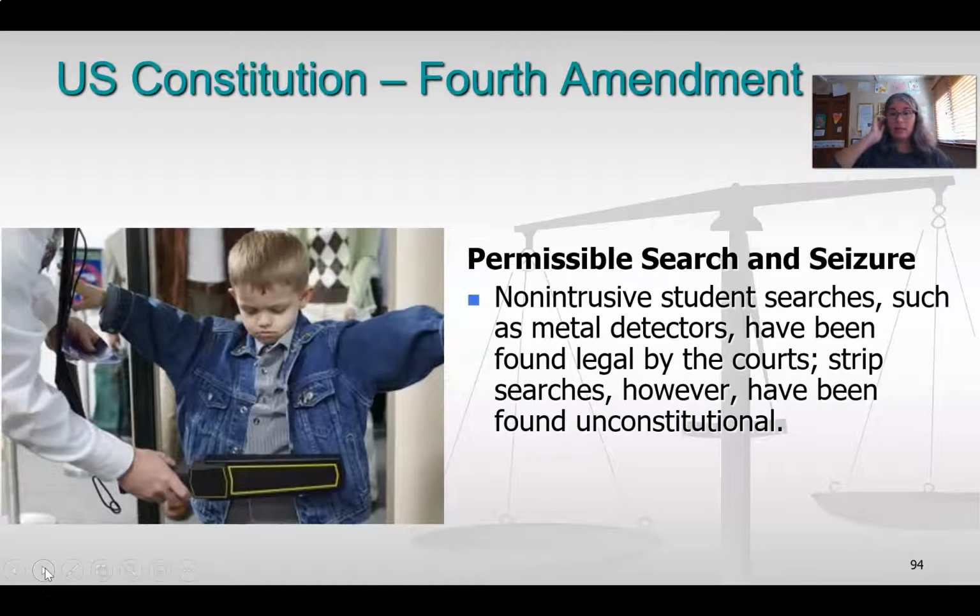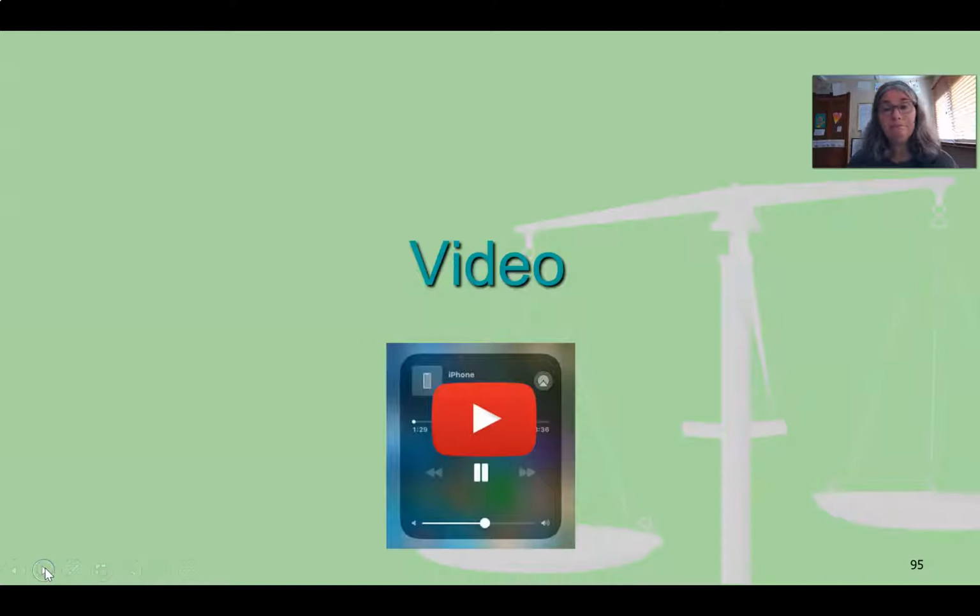And there was a lot of talk about, well, was that permissible or not? You know, that aggressive kind of a pat down. Here's a short video looking at search and seizure.